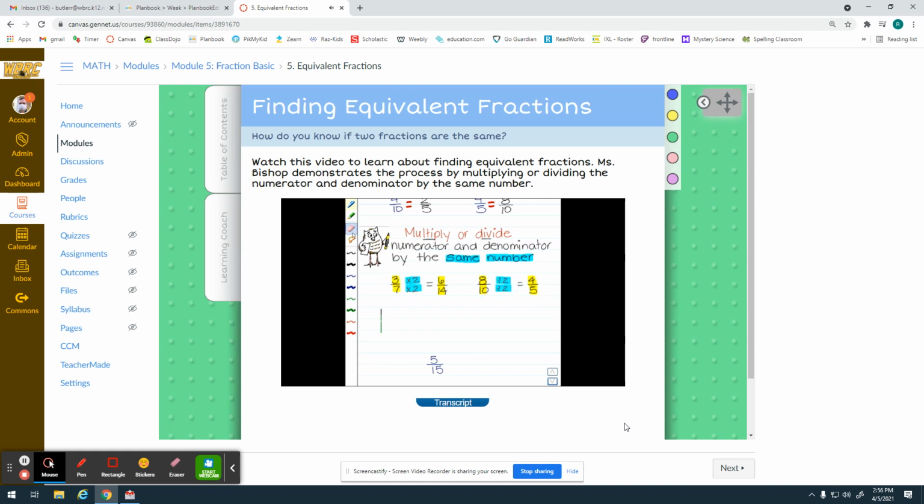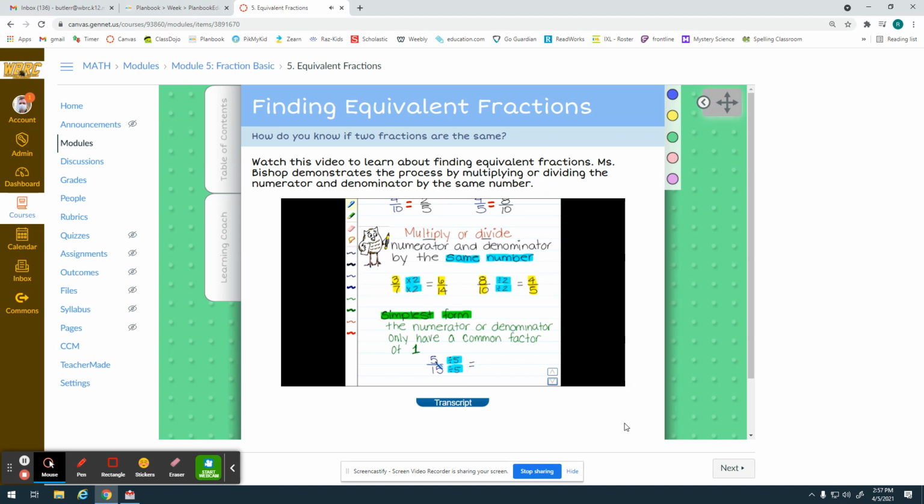We can also use this to help us find simplest form. Now, simplest form just means that the numerator and the denominator only have a common factor of 1. Let's see what that means. Here we have 5/15. Well, that's not in simplest form because we can find a number to divide equally into the numerator and the denominator. And that number would be 5. I can divide 5 into 5, and I can divide 5 into 15.